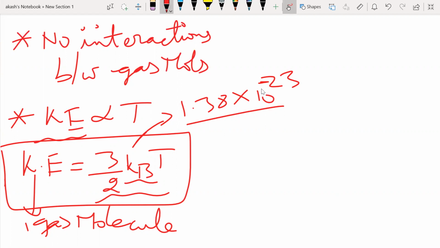So now the same kinetic energy can be expressed in terms of the universal gas constant also. In that case, it would be 3 by 2 RT. I'll just keep that and I'll tell you how I can modify this, right? So this is 3 by 2 RT.